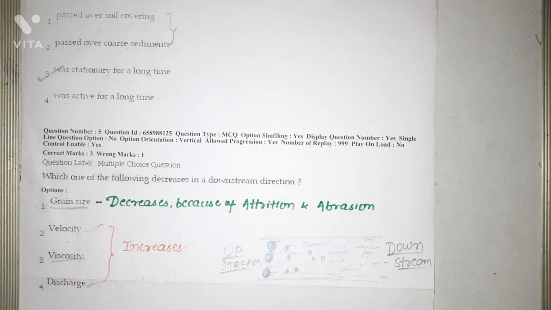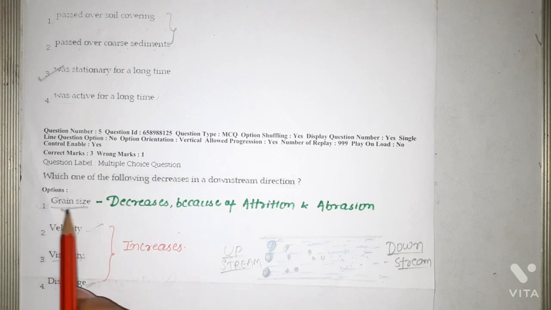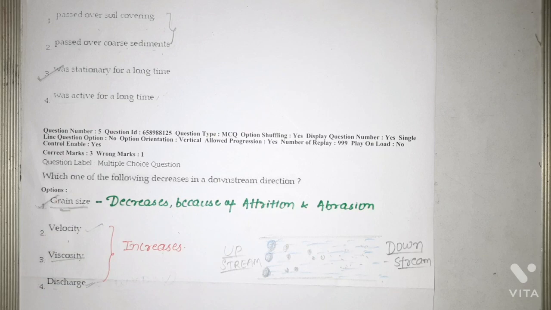Discharge is a property of width, depth and velocity, and is found by multiplying width, depth and velocity. Clearly velocity increases, width also increases and depth also increases in the downstream direction. So the discharge of a stream increases in the downstream direction. All these parameters increase in the downstream direction, but grain size decreases. So the correct answer is grain size.